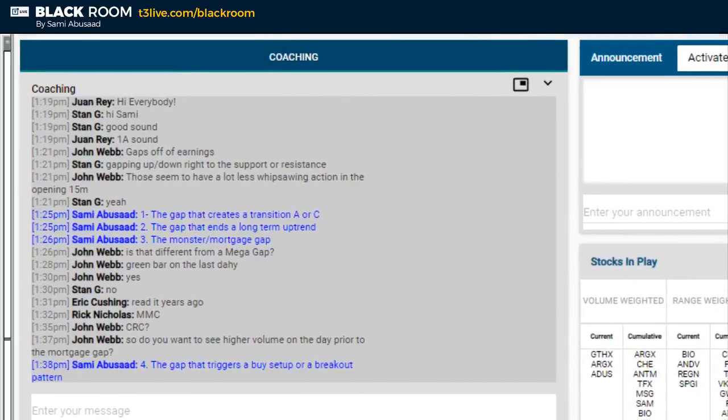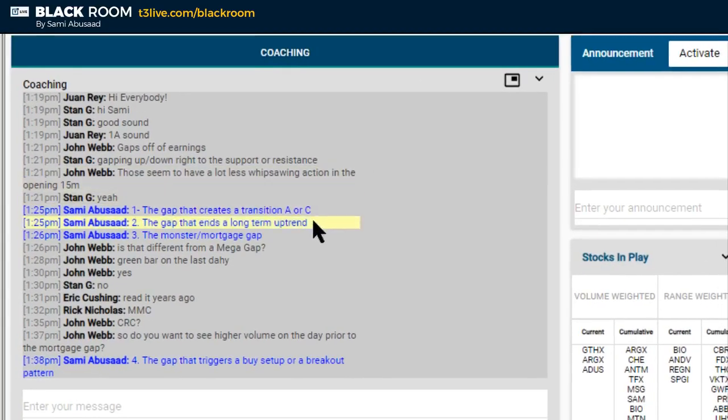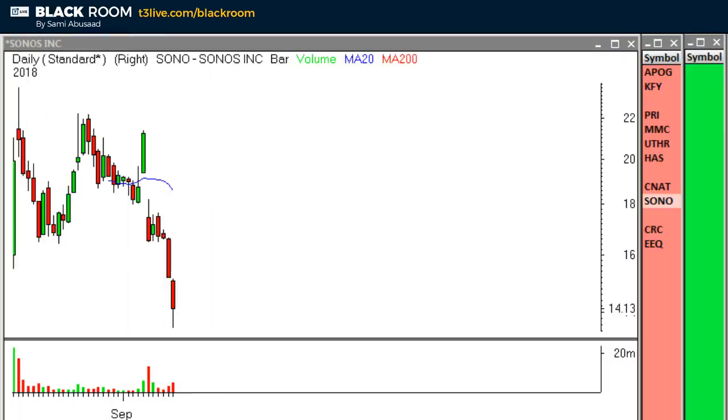This is the coaching that we had today. So the gap that creates a transition A or C, the gap that ends a long-term uptrend or downtrend, the monster or mortgage gap, or in other words, the gap that creates shock value. Then there's a fourth type. It's not a favorite, but it's one of them. It's one of the best four. It's the gap that ignites a pattern, a buy setup or a breakout pattern.